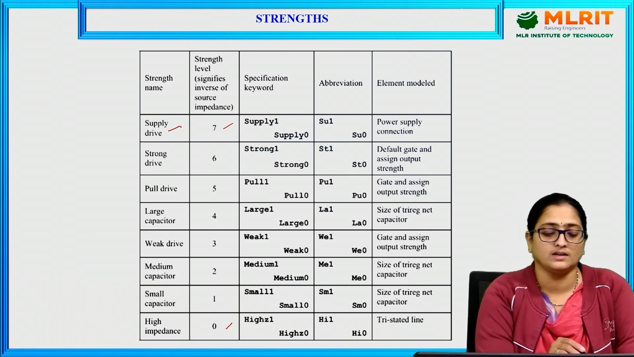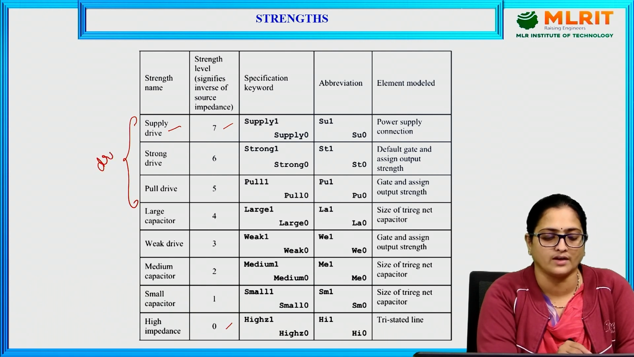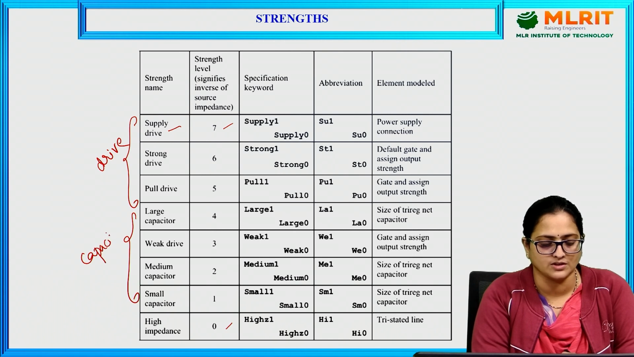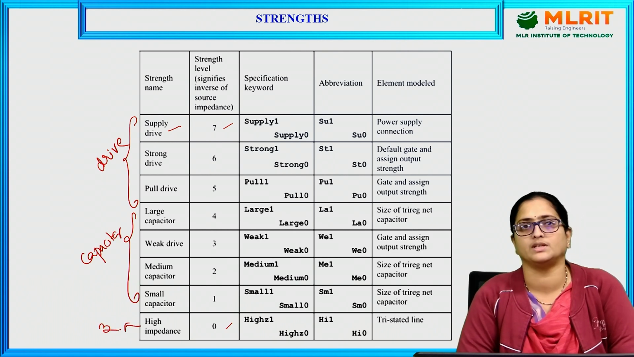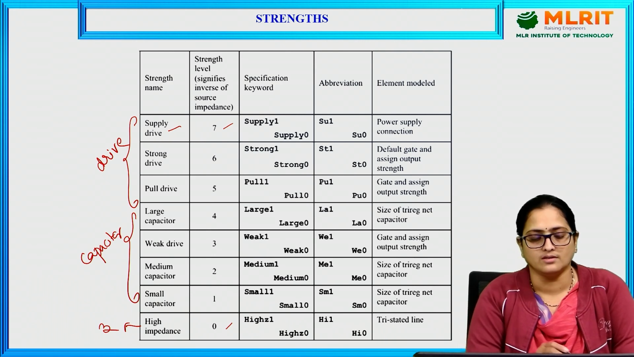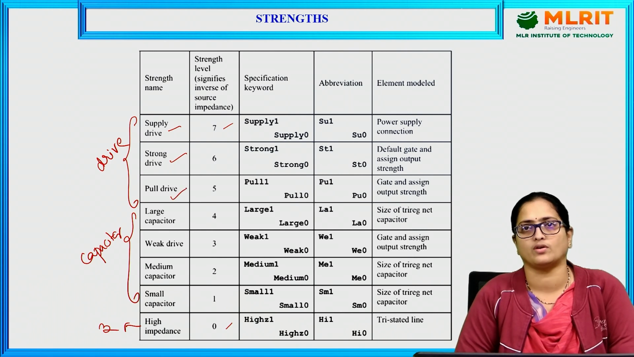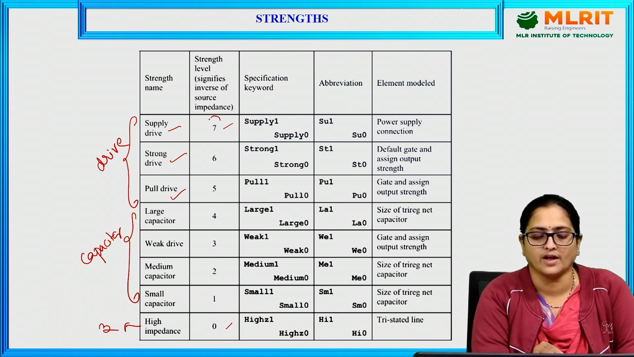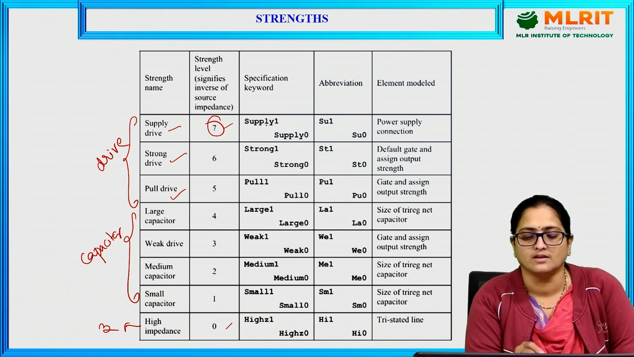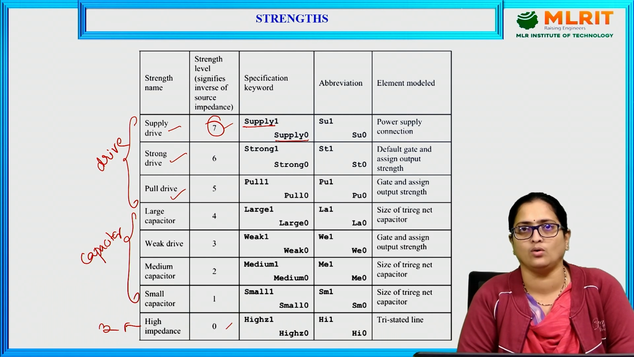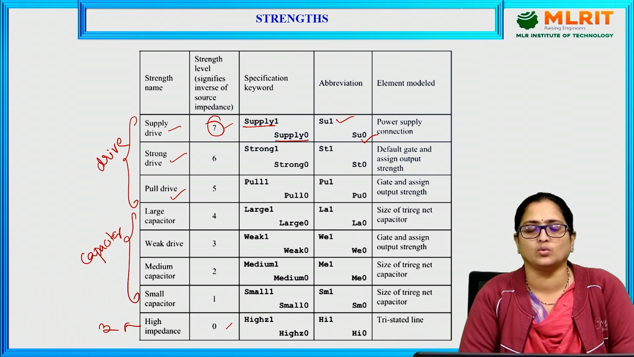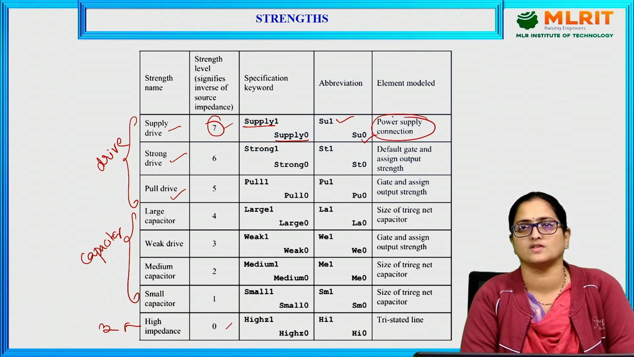We also discussed that three are of drive type, four of them are capacitor type, and one is of high impedance type. The three drive types are supply drive, strong drive, and pull drive. In that, supply drive has the highest strength and can be given with the keywords supply 1 and supply 0, abbreviated SU1 and SU0, which can be used to represent the power supply connections in your circuit.